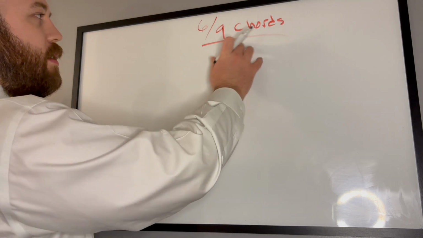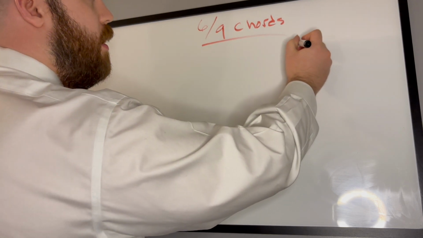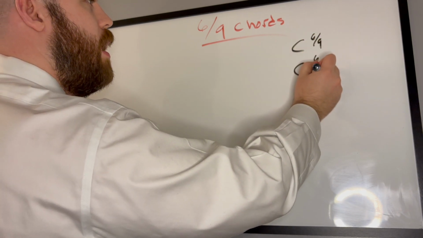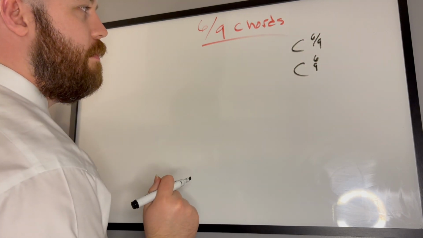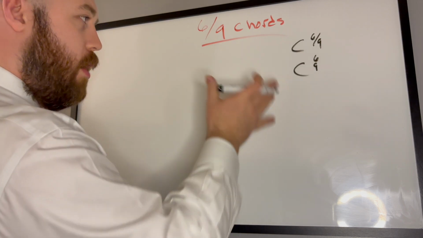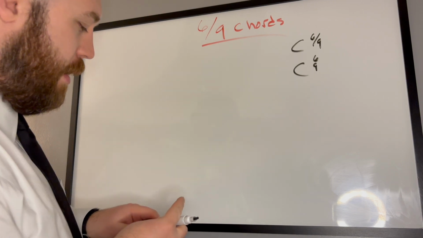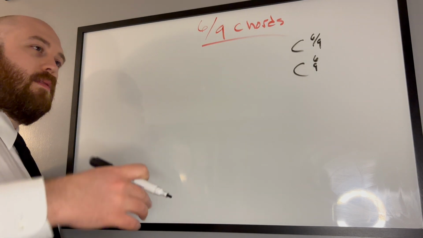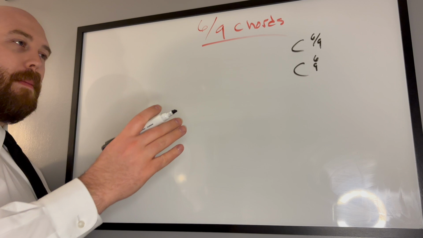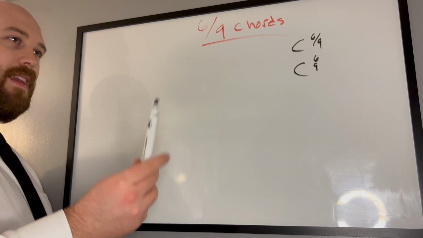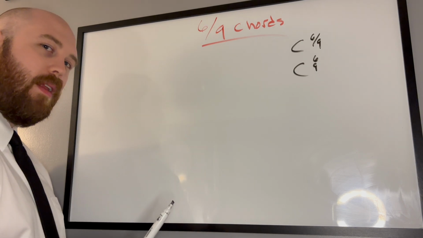Now, when you see this in a piece of music, it's going to look like this: 6/9, or sometimes 6/9 stacked on top of each other. One of those two is how it's going to show up. Now, what does it mean? Everything that we've learned up till now is if it's C and a number, everything before it is assumed. So if it's a C9, you're thinking, okay, this is a dominant chord.